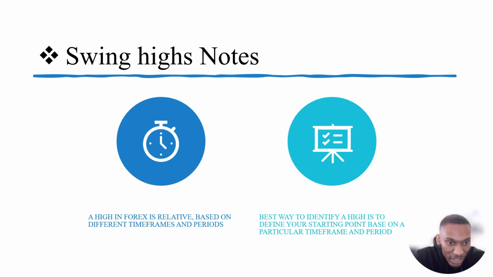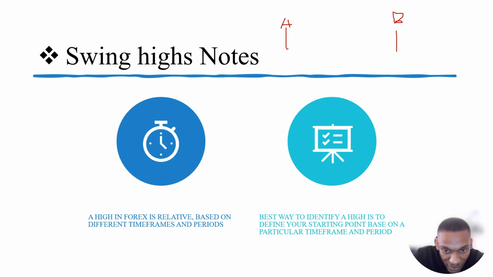So one thing you have to understand is that a high in Forex is relative based on different time frames and period. What do I mean by this? If you are looking at the 4-hour time frame, if you are looking at the 1-hour time frame, of course you have different swing highs based on the time frame which you are focusing on and the period. Period is like from A to B. You see, this is A. You're analyzing from A to B. Let's say you are a day trader or a swing trader or an investor. Day traders, we don't look at like a 1-year chart frame. So based on the period which you're analyzing, I normally analyze from the 1-hour time frame all the way to the daily.